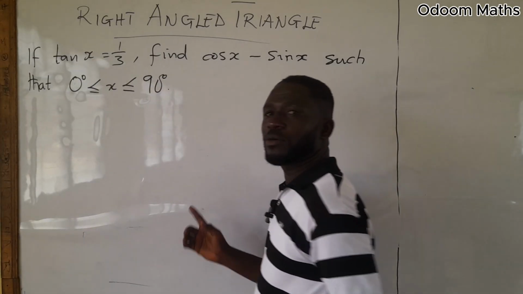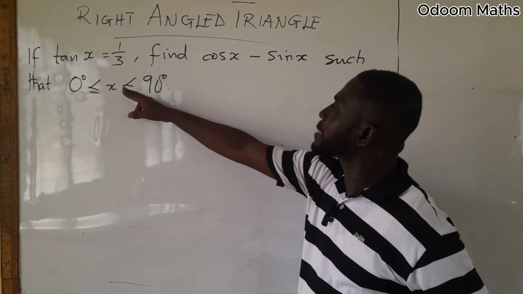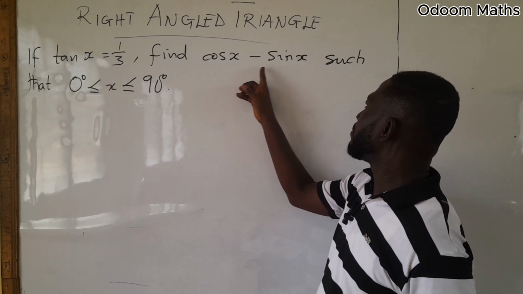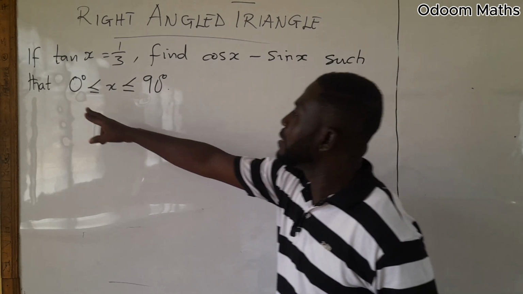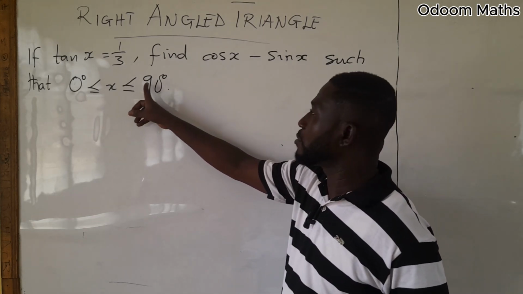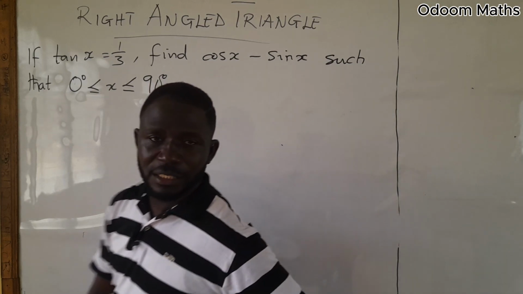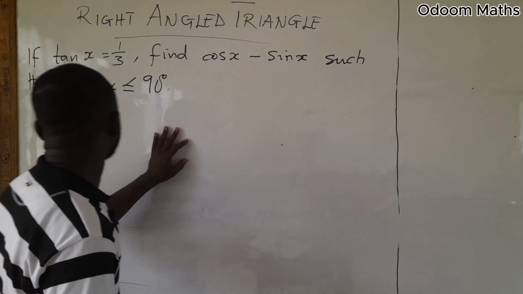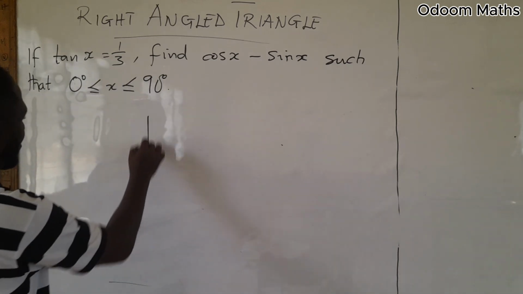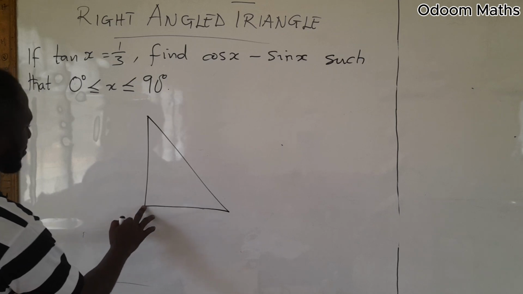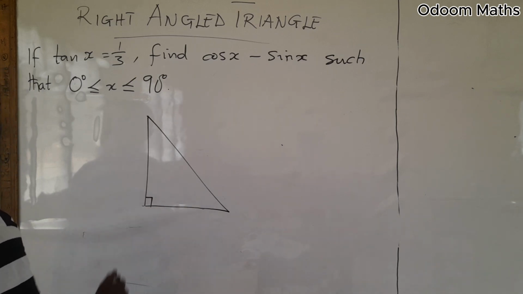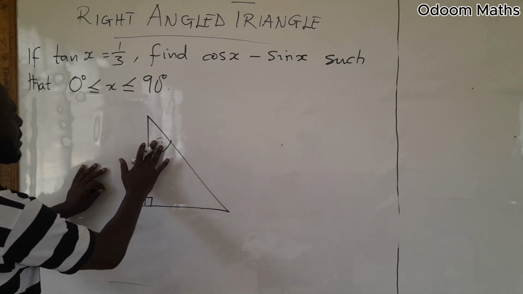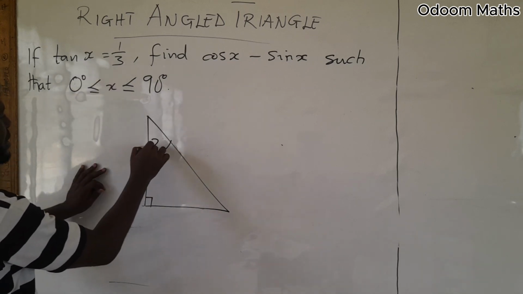Okay, let's look at one more example. If tan x is equal to 1 over 3, find cos x minus sine x, such that 0 degrees is less than or equal to x, which is less than or equal to 90 degrees. So I said when a question of this nature is given, the best thing is to draw the diagram. Let me draw a right angle triangle. Let me put the angle here, the angle is x.